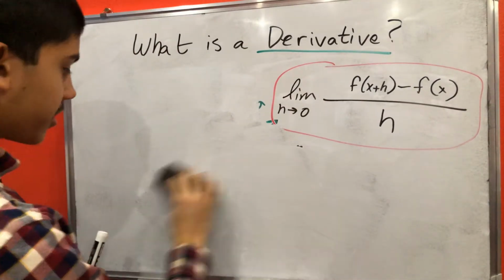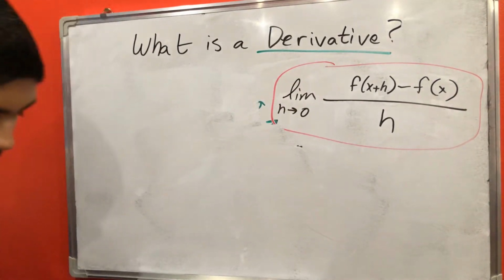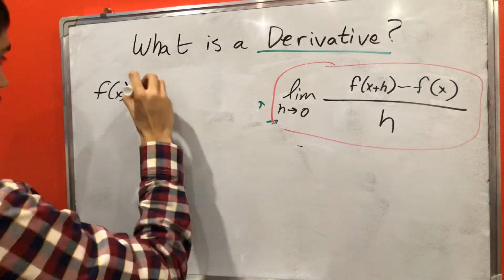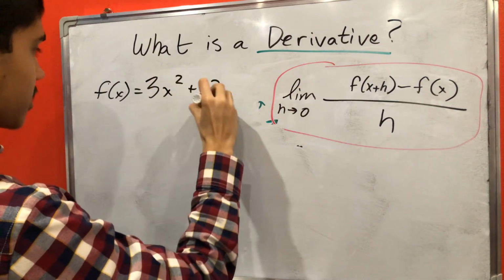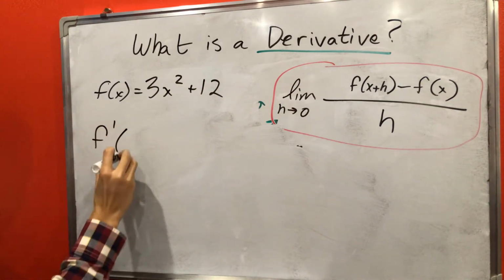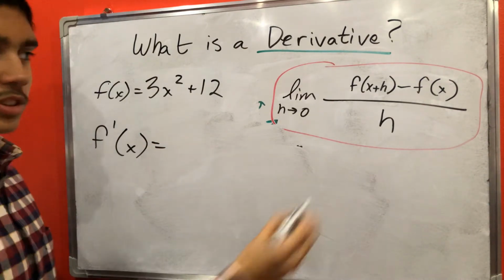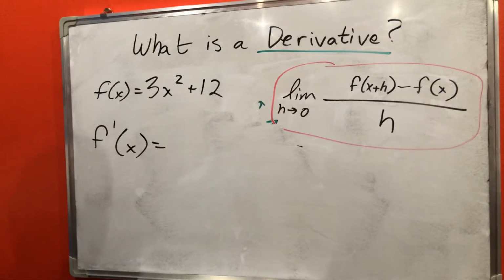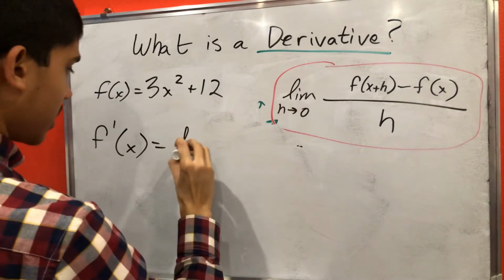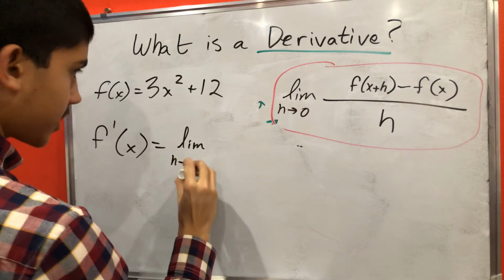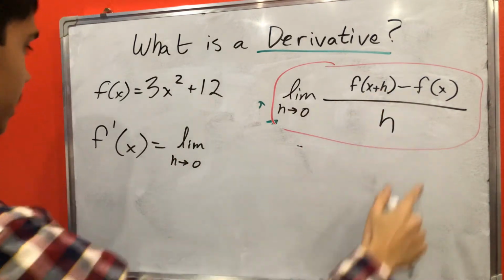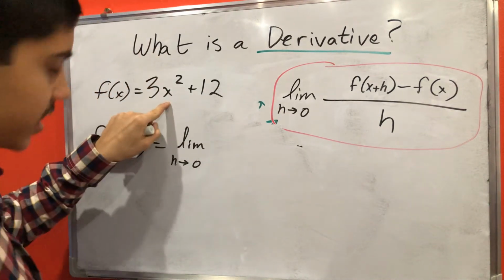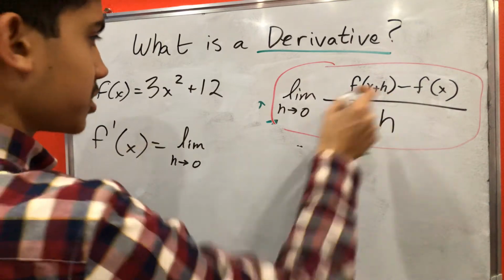Let's say we were given a function and we have to find the derivative of it. For example, f of x is equal to 3x squared plus 12. They're asking, find the derivative of this function. So let's just plug it into our formula. How do we plug it in? There's kind of a special way we have to do it. We're going to write out the limit as h approaches 0. And when we write f of x plus h, wherever our x is, we're just going to replace it with x plus h.